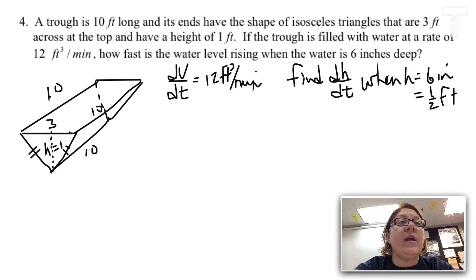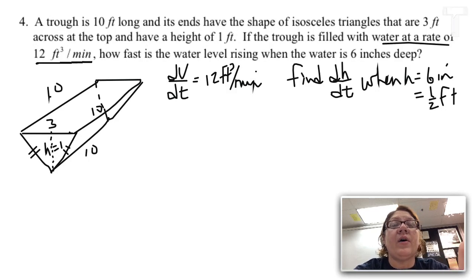And then this rate at which it's filling, I know that's a volume because I can tell it's got a cubed in it. So that's a dV/dt, and I'm supposed to figure out how fast the water level is rising. So that would be change in height when water is 6 inches deep.